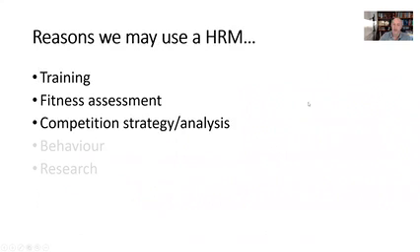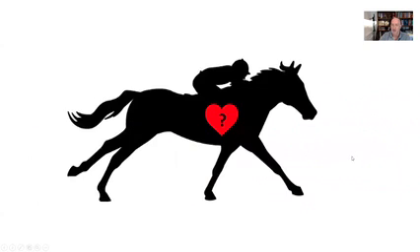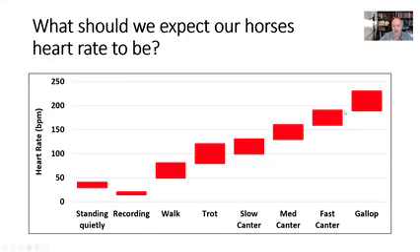So let's come back to what we're going to focus on primarily, and that is training, fitness assessment, competition strategy, and analysis. So what should a horse's heart rate be? That depends what it's doing. Now, it's very hard to be exactly prescriptive because many factors such as age, fitness, health, breed, and genetics will influence what a horse's heart rate is going to be.